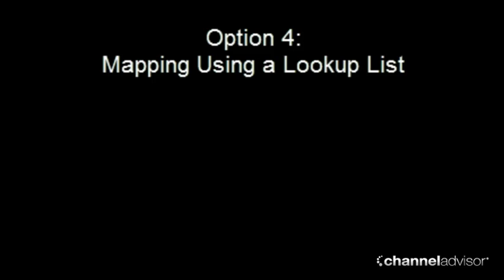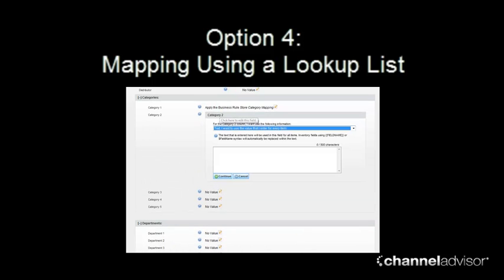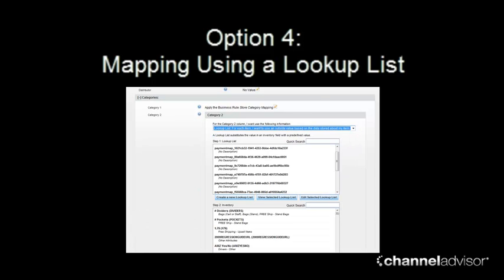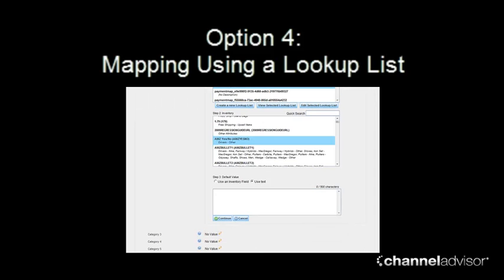Finally, you have the option of using a lookup list. Lookup lists are an alternative way of manipulating your data before it is uploaded to Buy.com. They can perform several functions, like allowing you to include additional data in your item or to replace existing data with different information. Lookup lists are covered in more detail on the SSC.